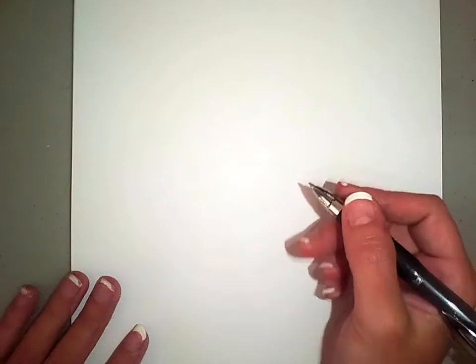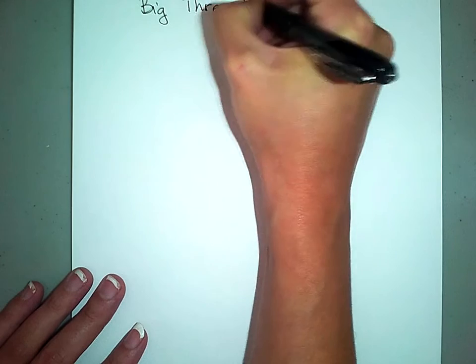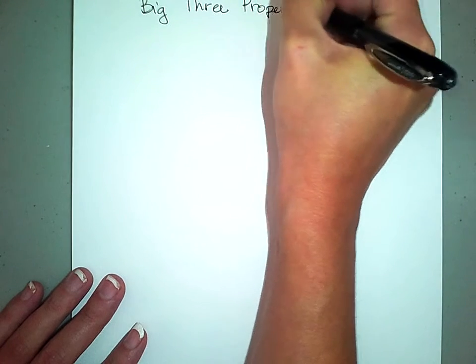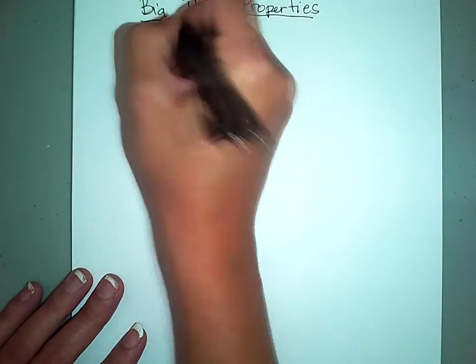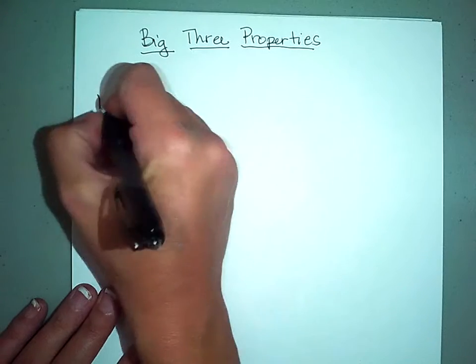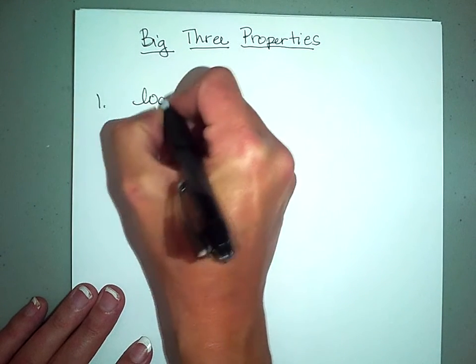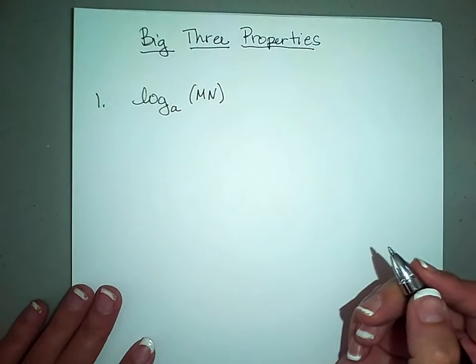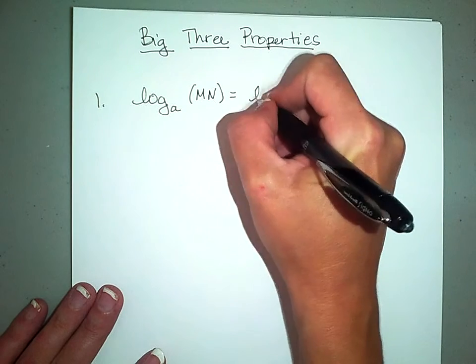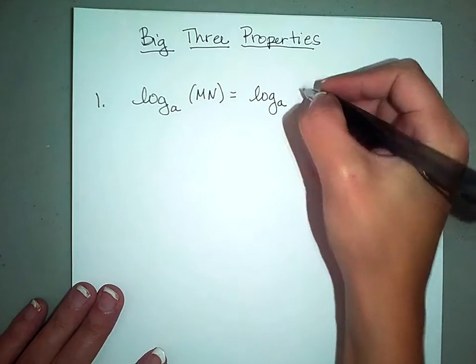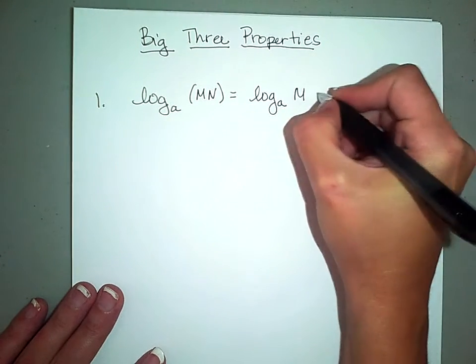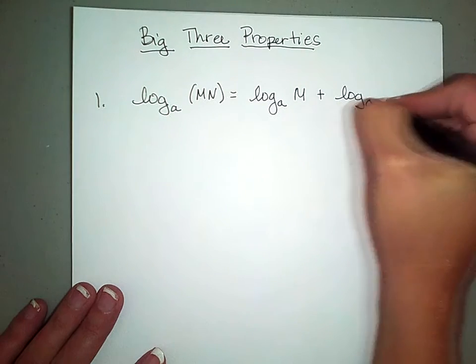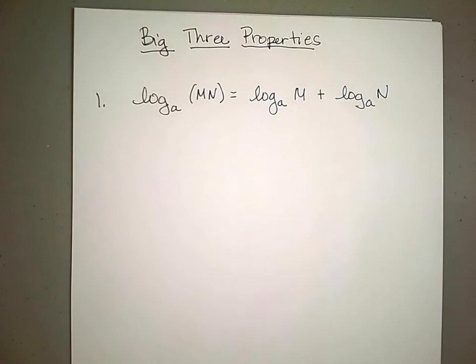Now, we also have three big properties that associate with logarithms. So here's our big three properties. I recommend putting these on flashcards until you've internalized them. Number one, if we're taking the log base a of some product m times n, then we have the ability to split that up into two separate logarithms. We could take the log base a of m and then add it to the log base a of n.